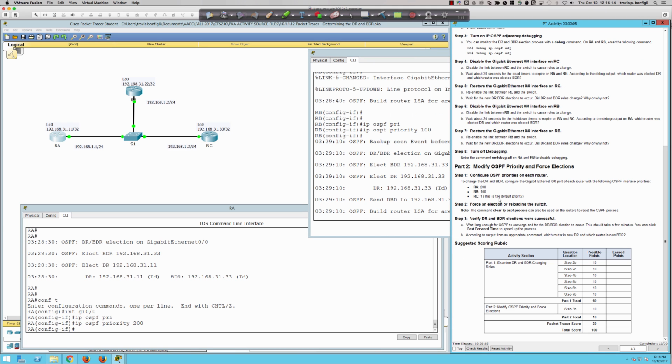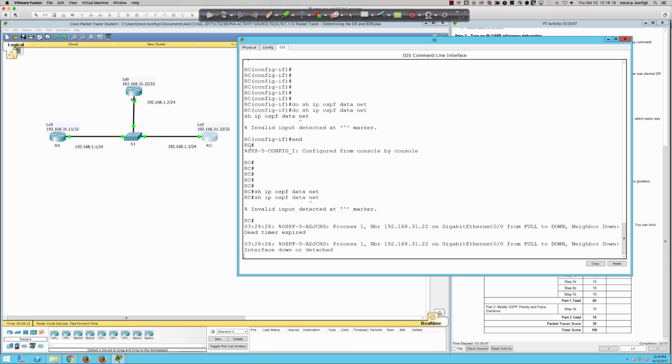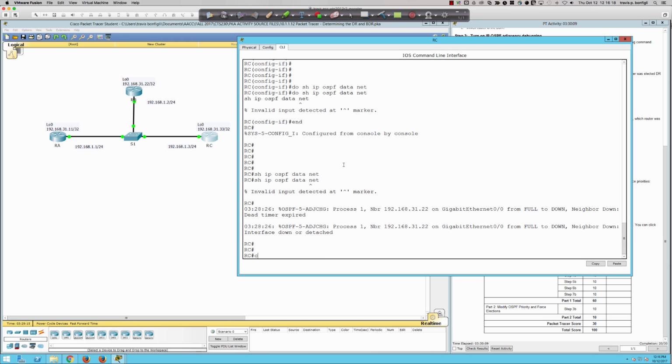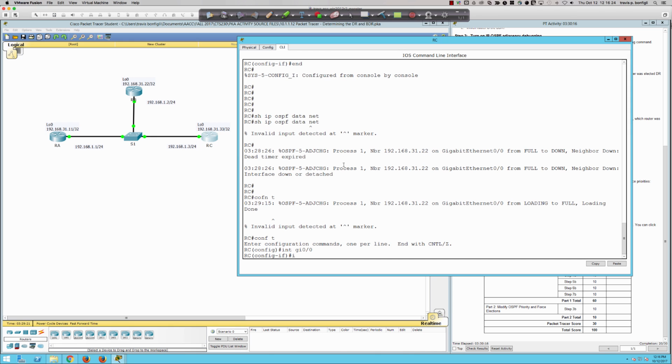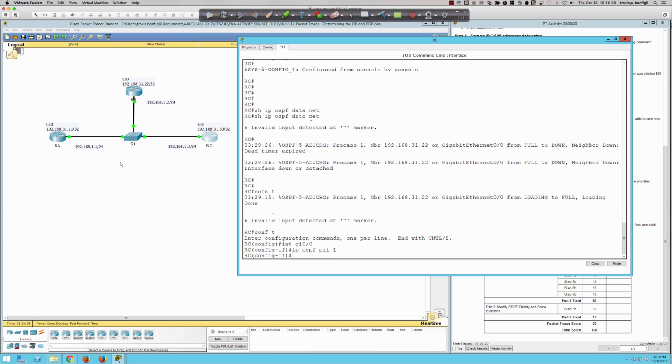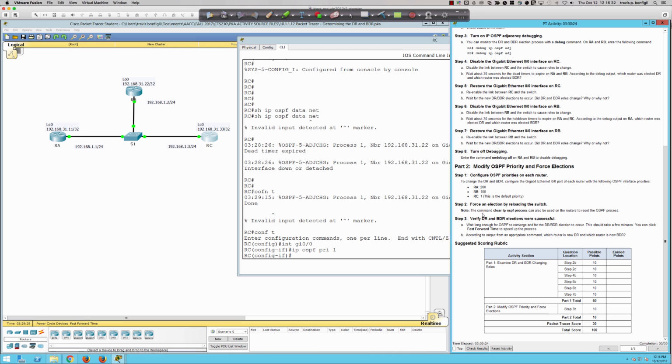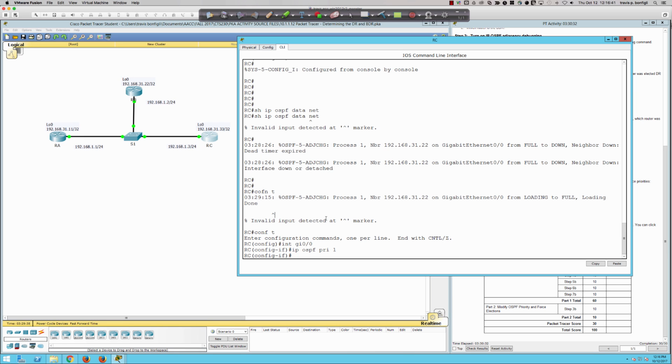And then on router C, we're going to go to global config, IP interface gig 0/0, IP OSPF priority 1, right? So now A should be elected as the designated router, but here's the thing. We're going to have to clear the IP OSPF process, because simply setting the value is not enough to change.